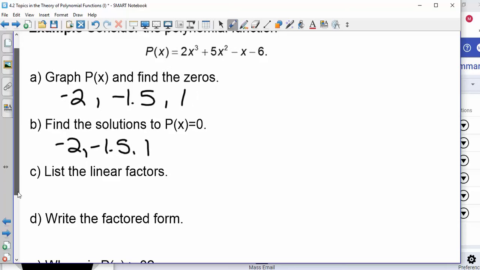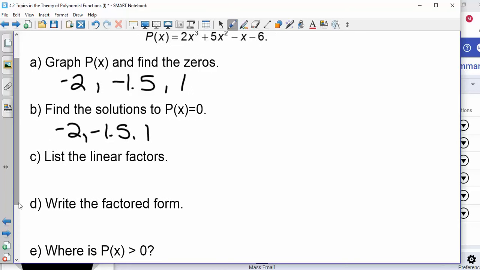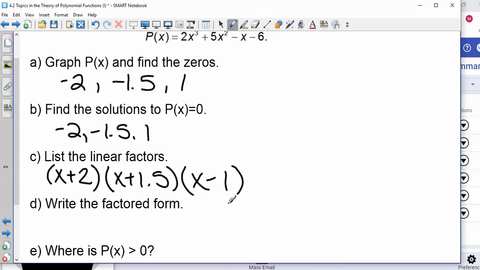Today's a struggle. Okay, if I ask you to list the factors. Okay, we talked yesterday about the difference between factors and zeros. Zeros are just a number. The factors are when you put the x with them. So if negative 2 is a 0, what's the factor? x plus 2. If negative 1.5 is a 0, what's the factor? If 1 is a 0, x minus 1. Good. Write the factored form.